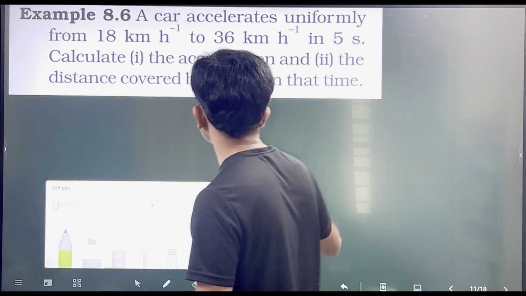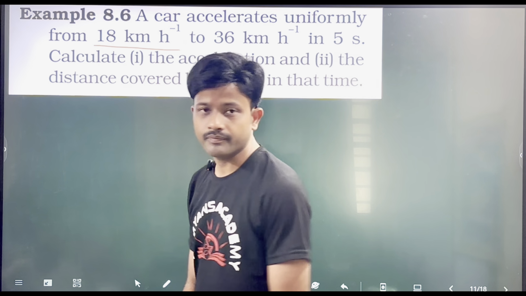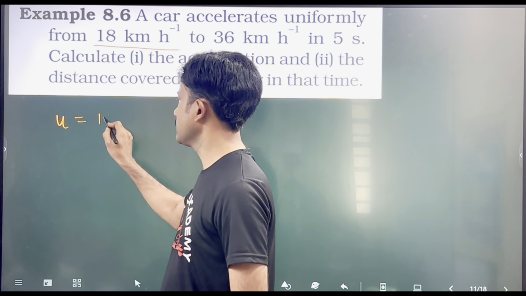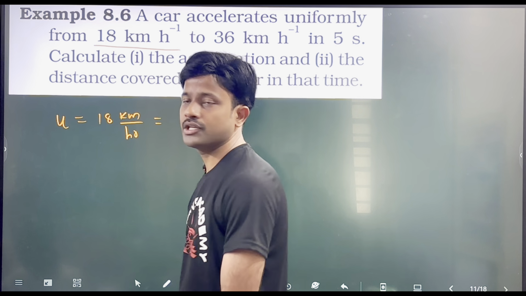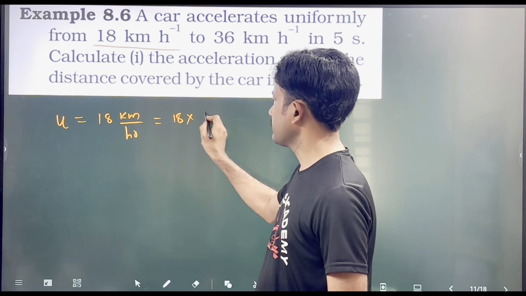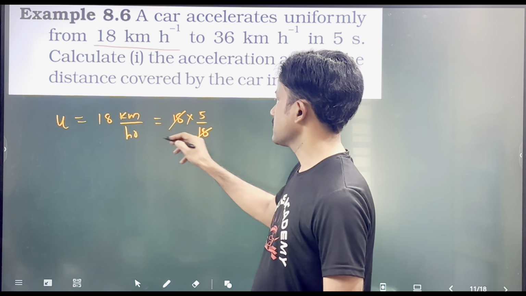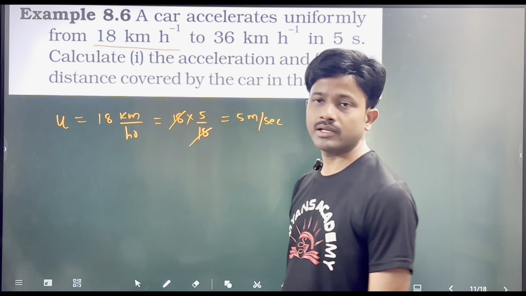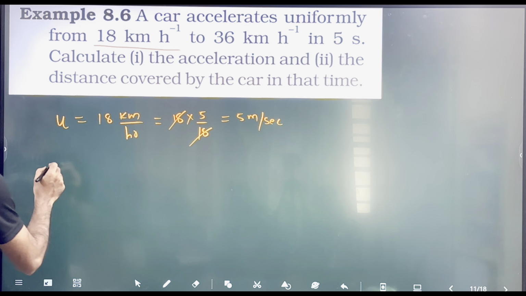Now the car accelerates uniformly from 18 km per hour. So what is its initial velocity? Initial velocity of the car is 18 km per hour. So U equal to 18 km per hour. Okay, change into meter per second. So how do you change this into meter per second? By multiplying with 5 by 18. So 18 gets cancelled here. Now how much is it? 5 meter per second. Okay, so now you see your initial velocity is there.